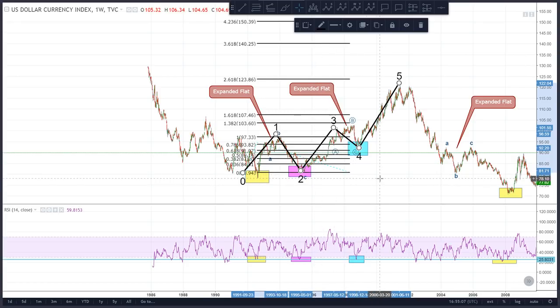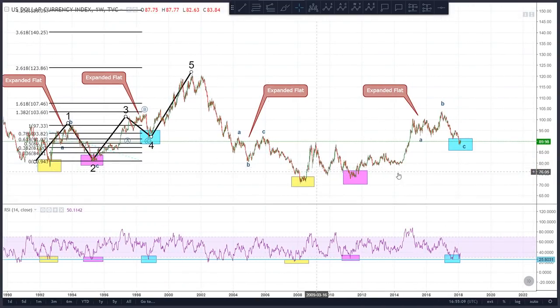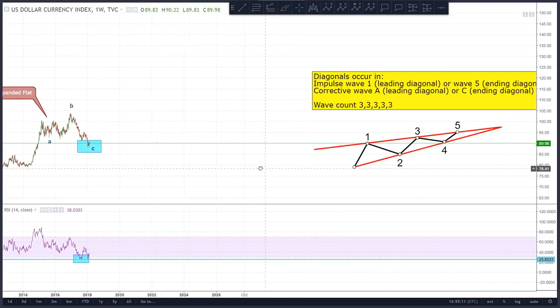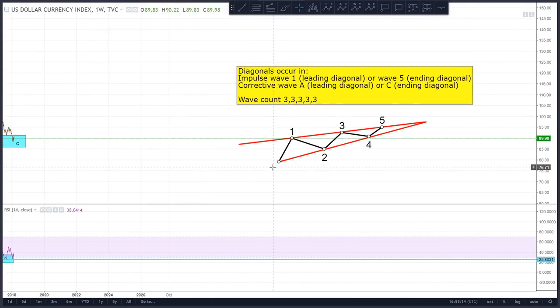Alright, now let me just explain a little bit about diagonals. I've got something prepared over here, just explaining everything. A lot of people find diagonals a bit complicated, so it's important to note where they occur. They occur in impulse waves and corrective waves. The only places that they occur in an impulse wave, which is a 5-legged pattern, is in wave 1 or wave 5. They're not in wave 2 or wave 4, and they're never in wave 3 either. Now in the correction, they're either in wave A or wave C.